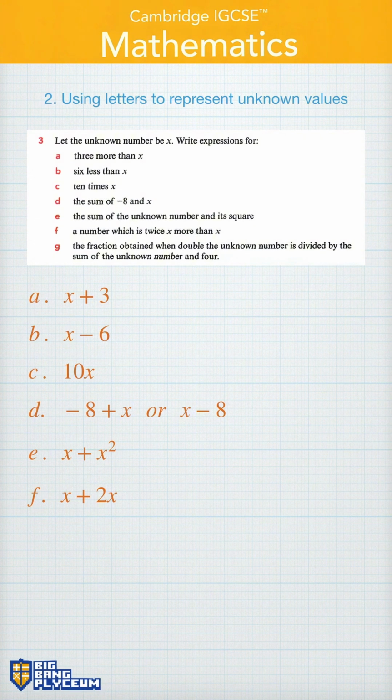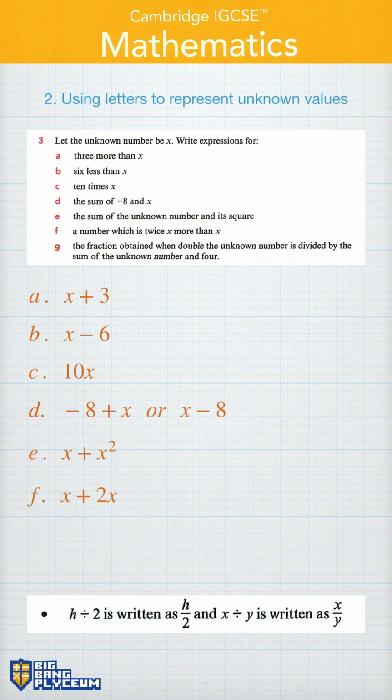The fraction obtained when doubled unknown number is divided by the sum of unknown number and 4. Well, there is a division coming out. So think about how should we write a division? Well, let's look at the rule. h divided by 2 is written as h over 2, which is a fraction, because a fraction is equivalent to a division sentence, okay? And x divided by y can be written as x over y. So how do you want to write number g? Well, it's your turn to think about it, okay? And I believe you can write it correctly.